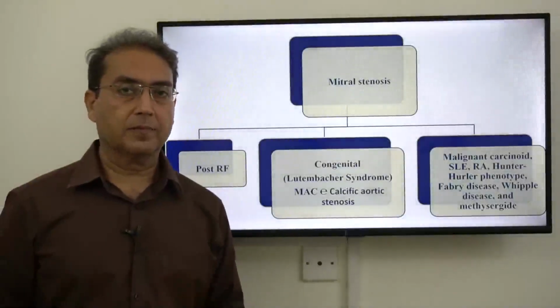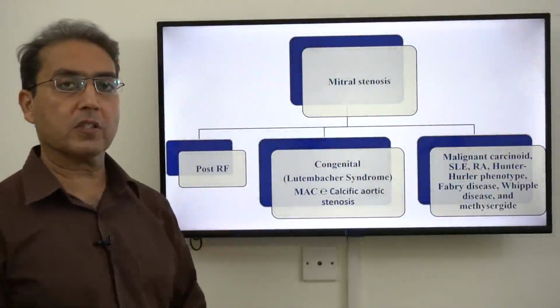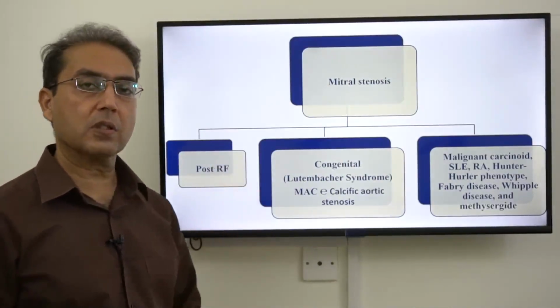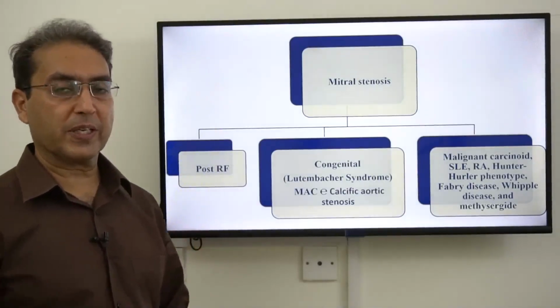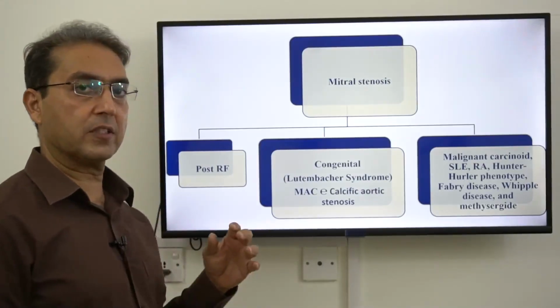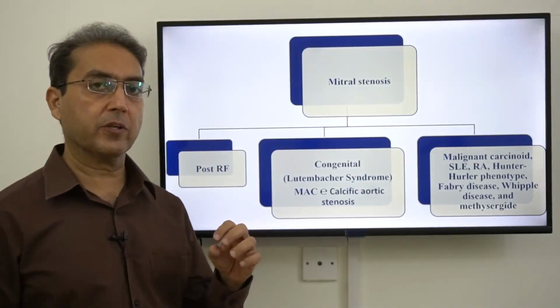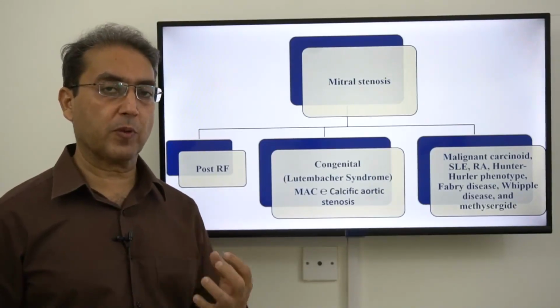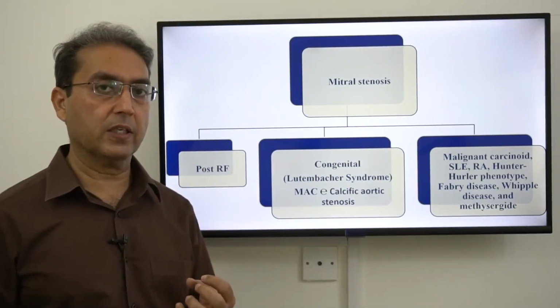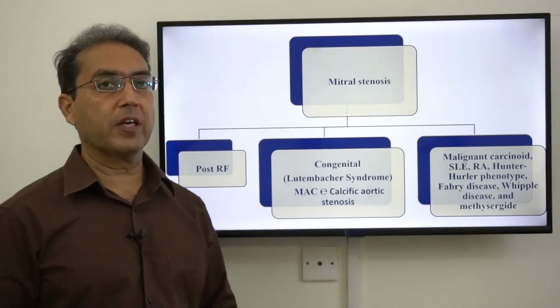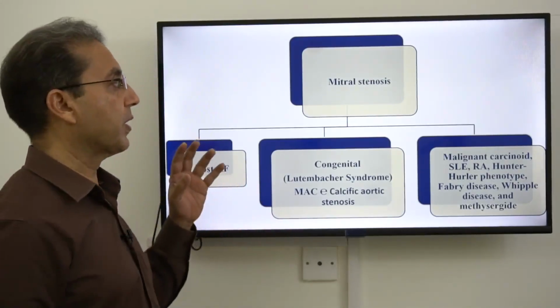So, good morning. Today we are going to discuss another valvular lesion, that is mitral stenosis. The mitral valve is the valve which is present between the left atrium and the left ventricle. It directs the flow of blood from the left atrium into the left ventricle and prevents the backward movement of this blood when there is ventricular systole, so that the blood moves into the aorta and not into the left atrium.